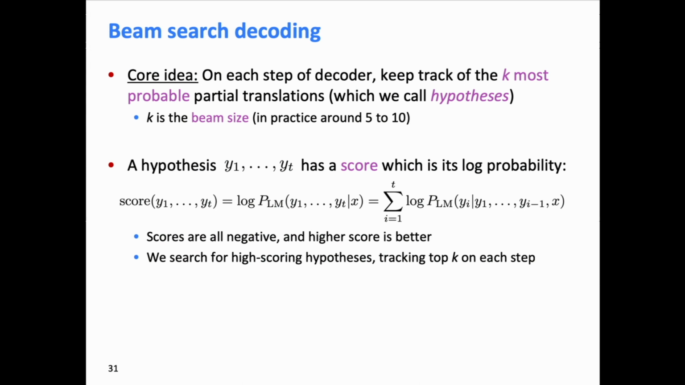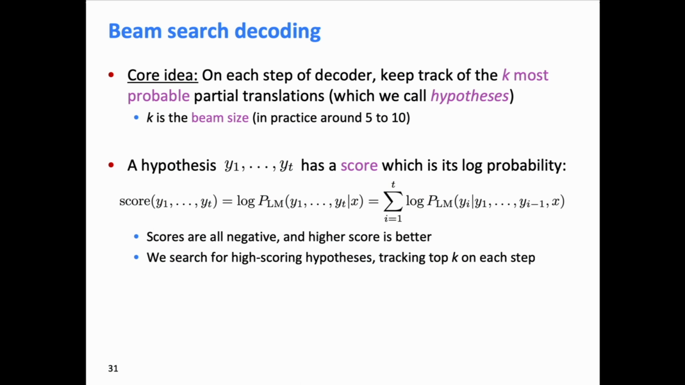I said that we want to keep track of the k most probable partial translations, that is hypotheses. So we need some notion of how probable a hypothesis is, or what its score is. The score of a hypothesis, y1 up to yt, is just its log probability. The log probability of this partial translation, according to the language model, can be broken down, as we saw before, into the sum of the individual log probabilities of the words given everything that came before. If it's not obvious, these scores are all negative because we're taking the log of a number between 0 and 1. A higher score is better, because you want a higher probability of the hypothesis according to the language model. So we're going to use this score and the search algorithm to search for high-scoring hypotheses, and we're going to track the top k on each step.